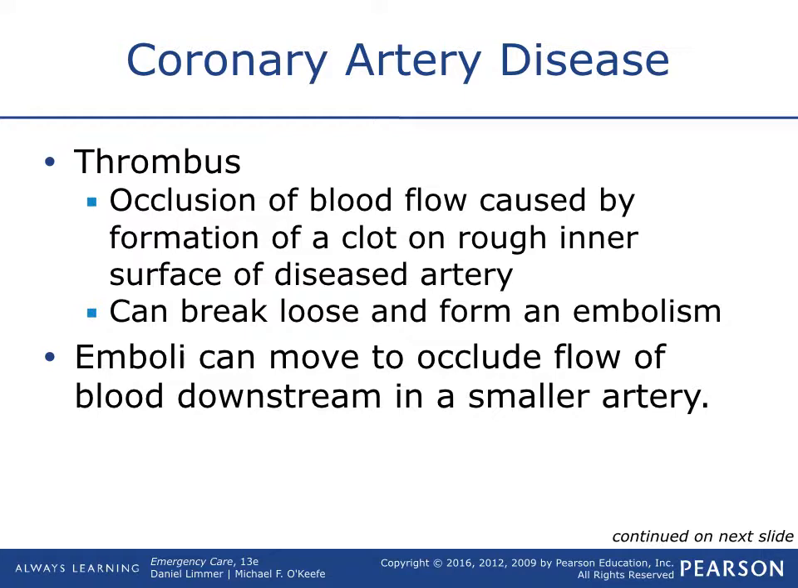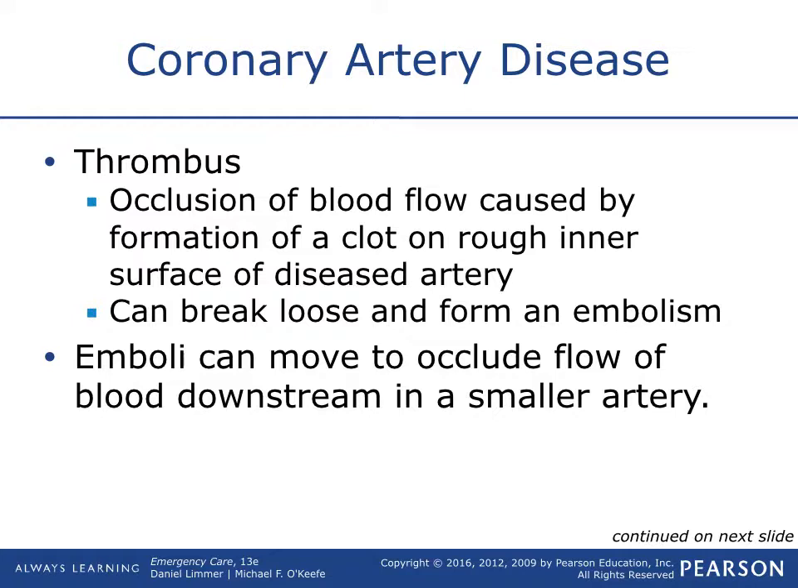Thrombus. The occlusion of blood flow caused by formation of a clot on a rough inner surface of a diseased artery. Disease is just what it sounds like, dis-ease. So there's a dis-ease in the artery, and it's helping form a clot on the inner surface. That can cause a problem, and it can break loose and form an embolism. When that clot is there, it's building up, and then one day it just gives out, and now you've got an embolism.